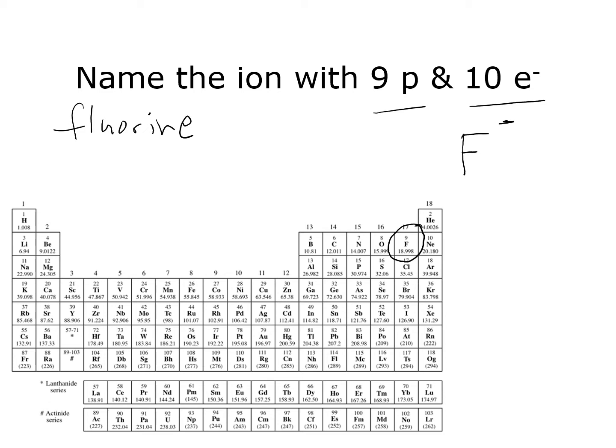So how do we name F-? That's the ion symbol. We're going to drop the ending INE and change that to IDE, and we can add ion if we want. So our answer is fluoride ion.